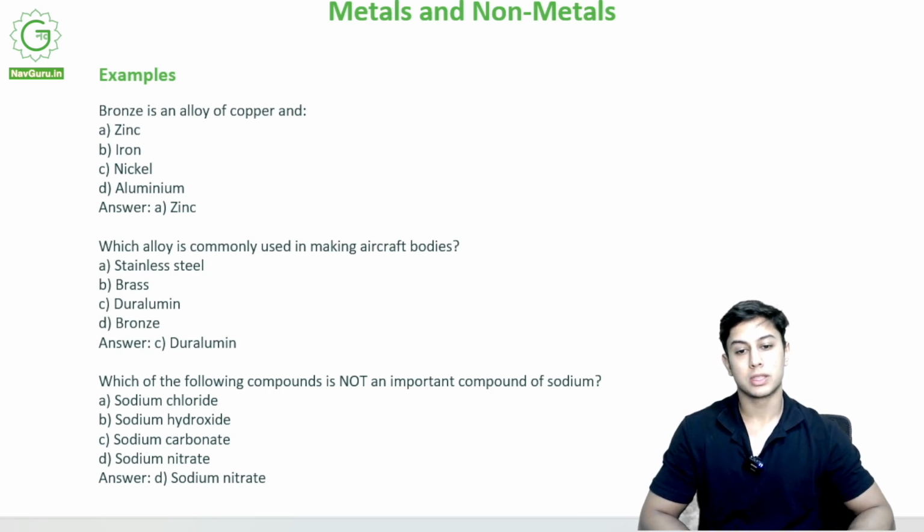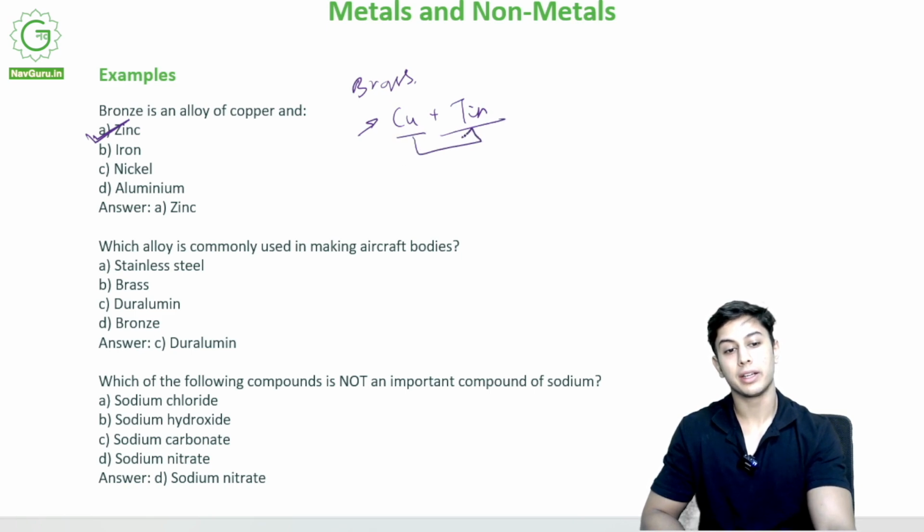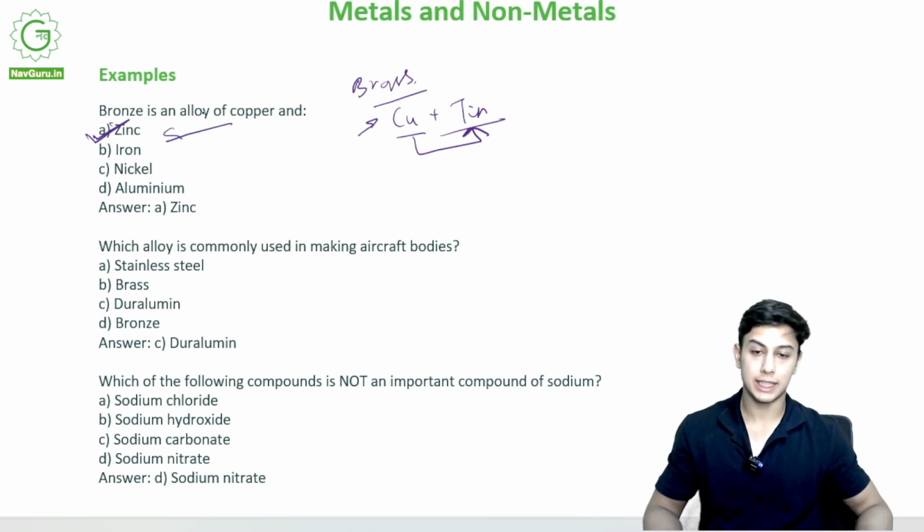Bronze. What is bronze? Bronze is an alloy. Alloy of what? Copper and zinc. You remember brass? What was that? Cu and tin. Copper and tin. Brass. What is bronze? Copper and zinc. What was bronze used for? Statues, coins in earlier days, decorative pieces, utensils. What not was made with bronze?